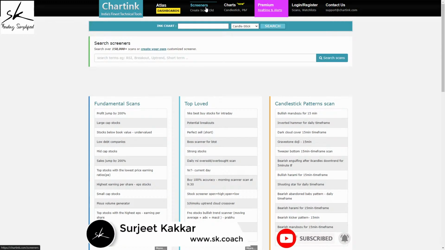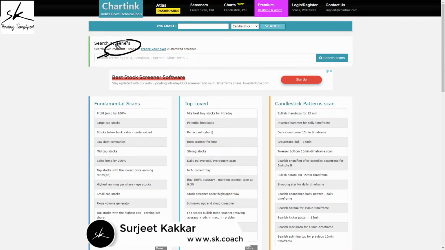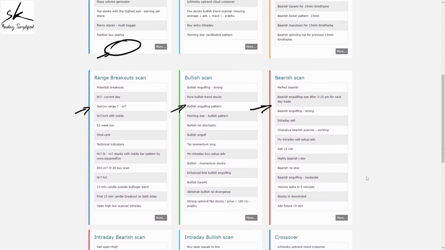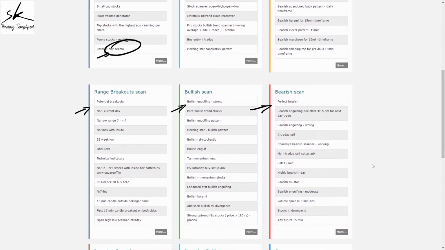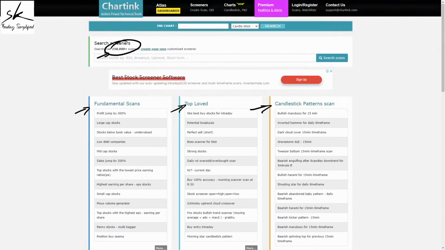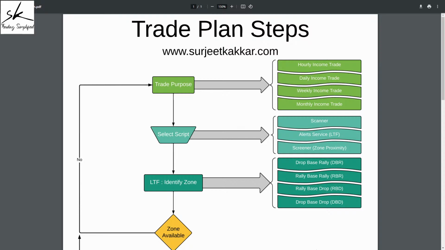And this is not the only screener available. If you go to the screener section on this website, you can see you have over 150,000 scanners available. Some are based on fundamental analysis, top love, candlestick patterns, and then you have your range breakouts, your bullish scan, your bearish scan, then your intraday bearish, intraday bullish, crossovers. So n number of scanner screeners are available to you, and this is just one website. If you do a Google search, you'll find n number of websites and screeners. Whatever you feel is the right fit for you, you can use that to help you get a smaller list.